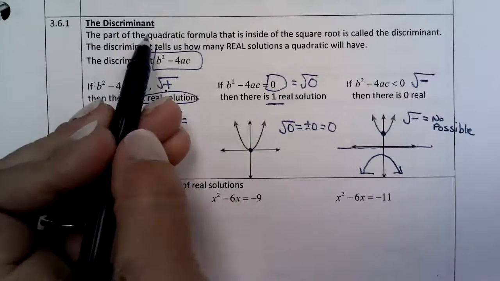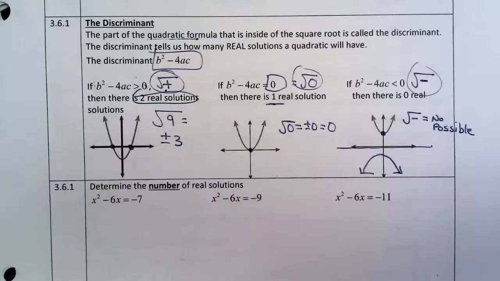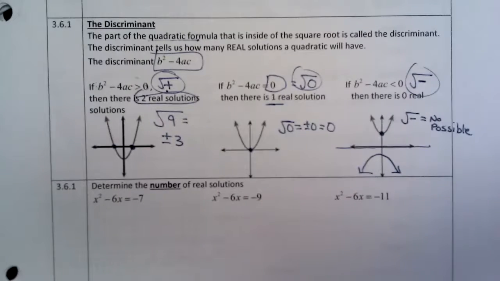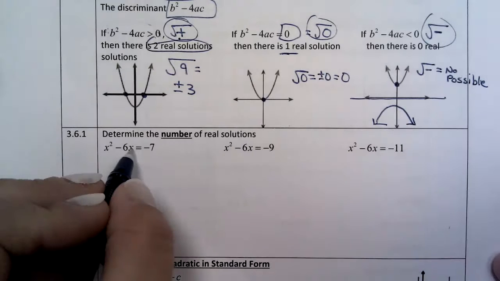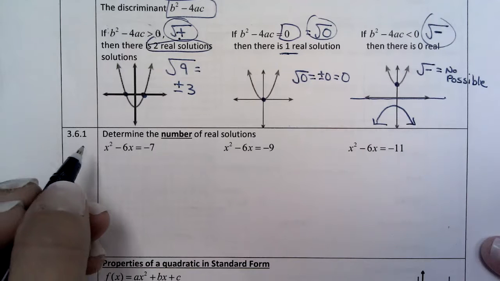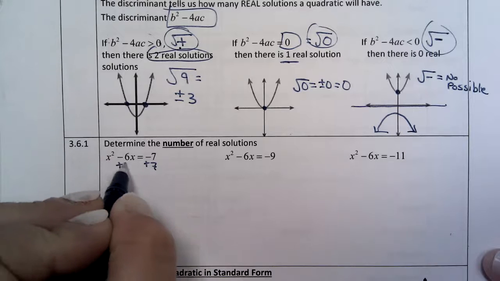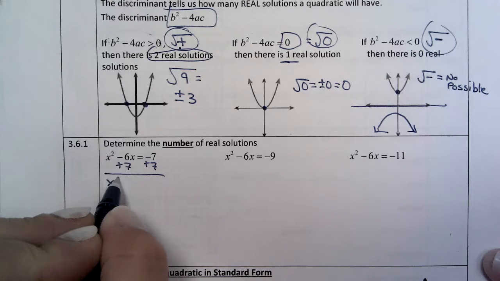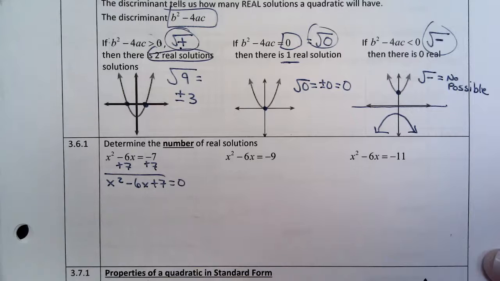As long as you remember in the quadratic formula, whatever you're taking the square root of tells you how many solutions there are. So let's go on ahead and look at this piece right here. It says determine the number of real solutions. Well, first thing I need to do is get this in standard form. So I'm going to add 7 to both sides. So I have x squared minus 6x plus 7 equals 0.